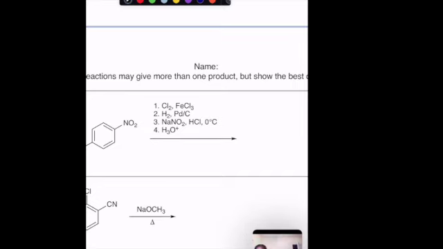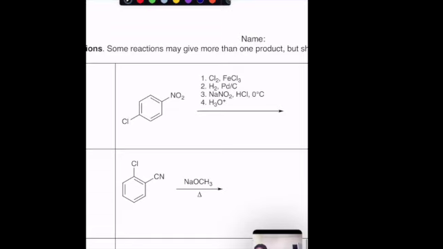So now we're here. Let me actually show you the molecule. We're gonna start on this right side. And this is a multi-step reaction, obviously. We have our first step here, it's Cl2 FeCl3. What does this do, you might ask. Well, let's first look at what is on our molecule.